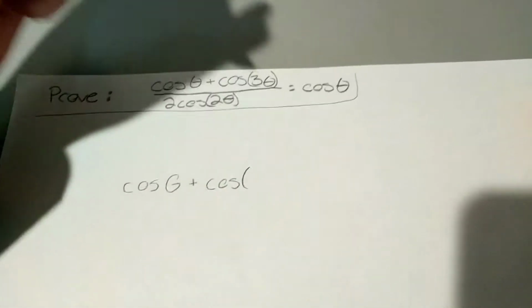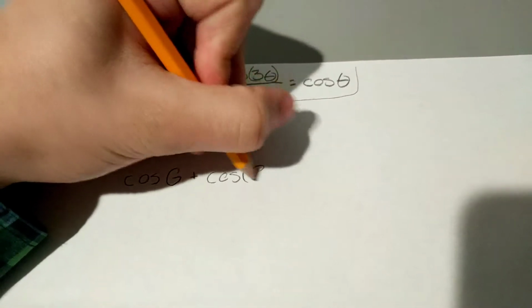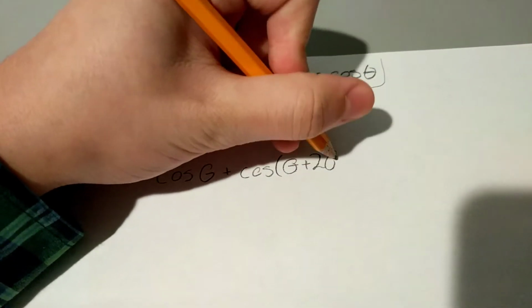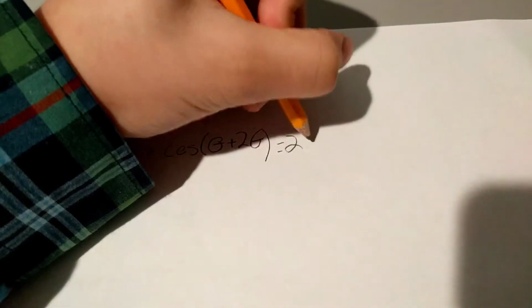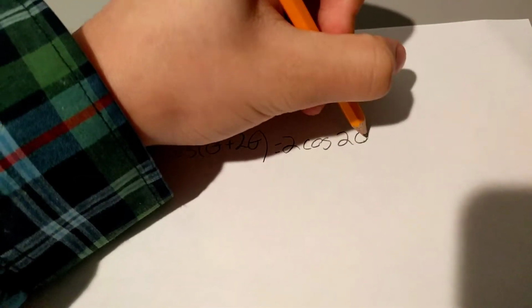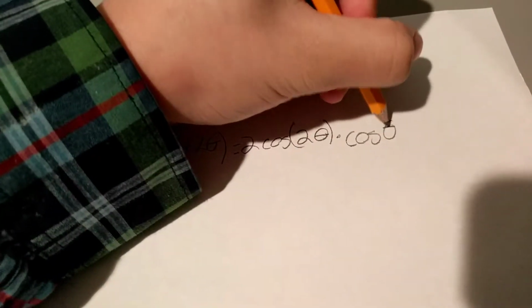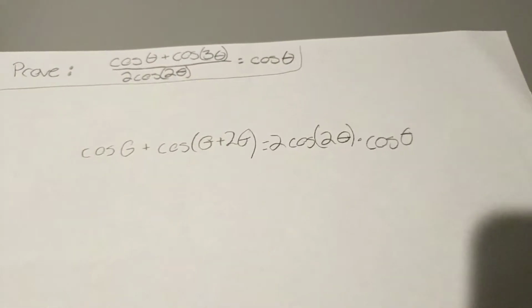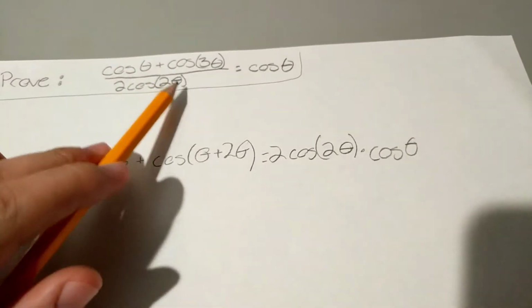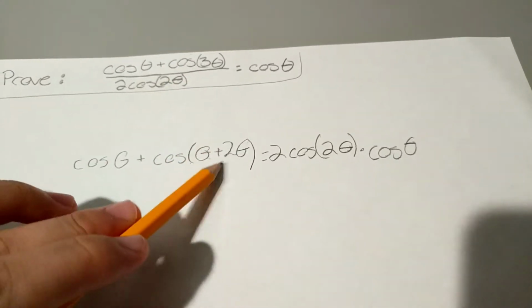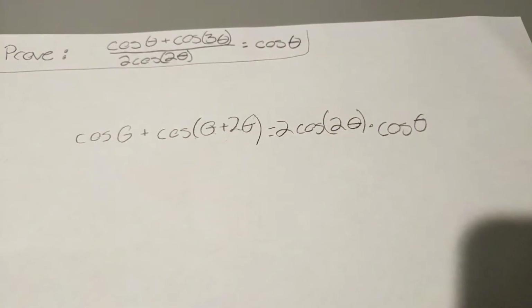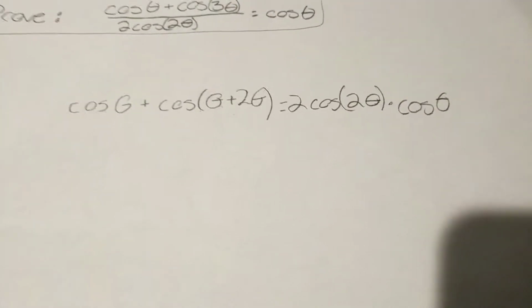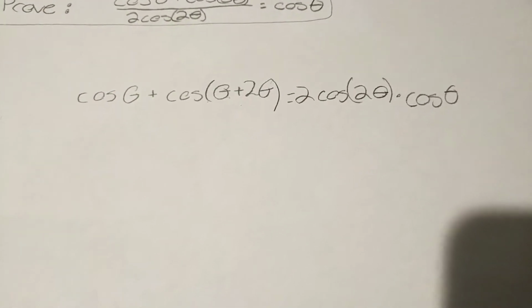cosine of theta plus 2 theta equals 2 cosine 2 theta times cosine theta. Okay? All you're doing is, as you'll see, I rewrote that cosine of 3 theta as cosine of theta plus 2 theta. And you can probably already guess why. It's because I'm going to use a formula to expand that so that it'll be easier to get rid of.